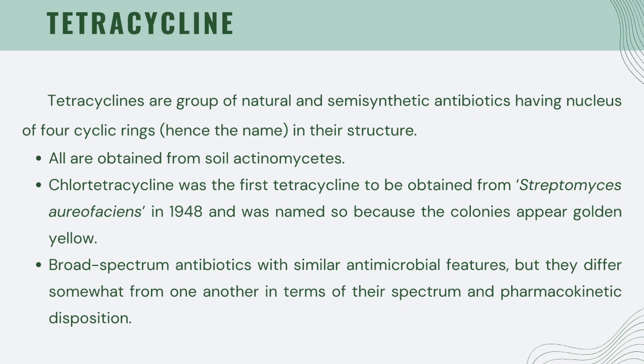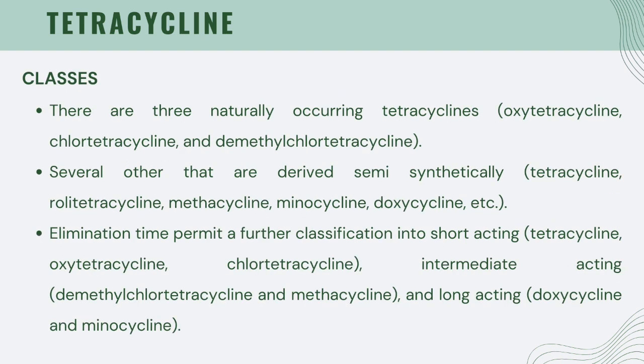Chlortetracycline was the first tetracycline to be obtained from Streptomyces aureofaciens. Tetracyclines are broad-spectrum antibiotics with similar antimicrobial features, but they differ somewhat from one another in terms of their spectrum and pharmacokinetic disposition. There are 3 naturally occurring tetracyclines, which are oxytetracycline, chlortetracycline, and dimethylchlortetracycline. There are also semi-synthetic tetracyclines.